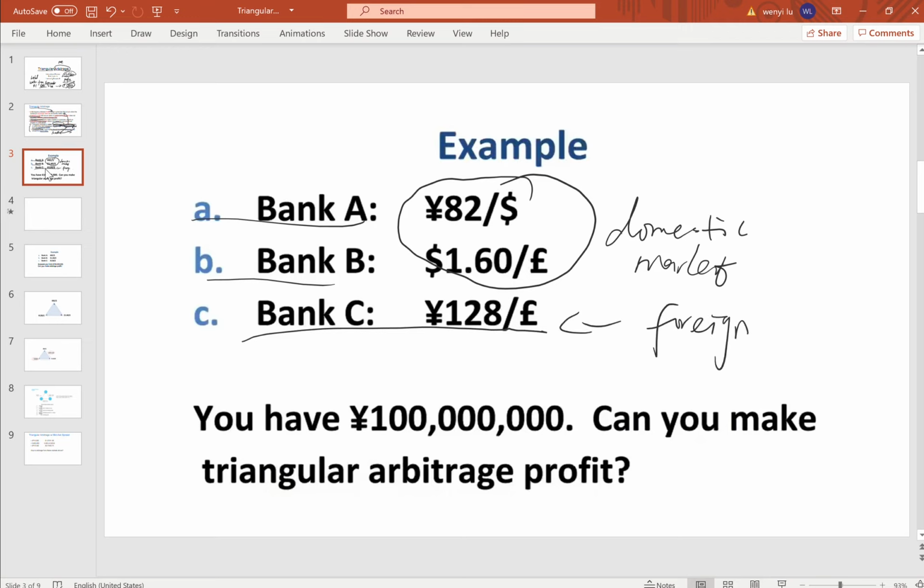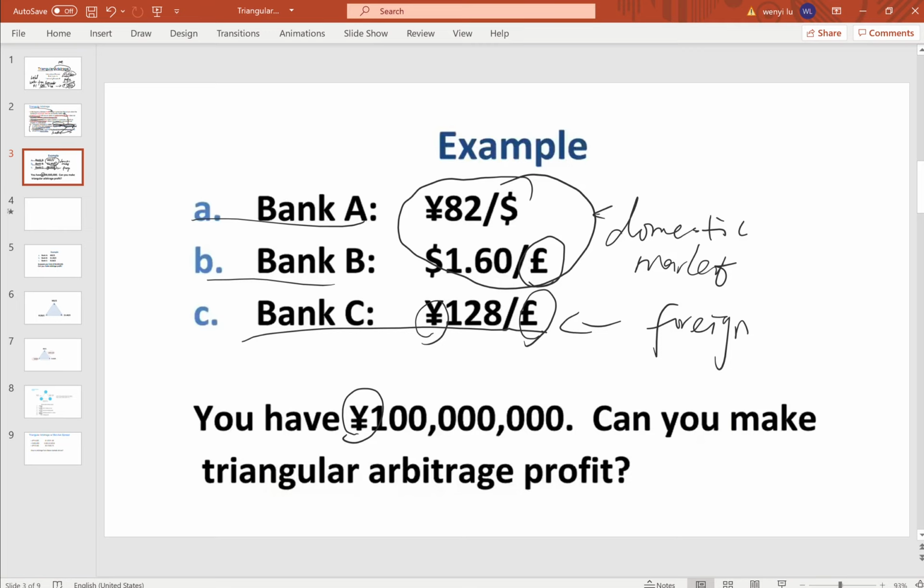You can see bank A quoting the Japanese yen, 82 Japanese yen for $1, and bank B quoted for a British pound is equal to $1.6. For bank C, it is a quote between Japanese yen and British pound, for a pound equal to 128 Japanese yen. Suppose you have 100 million Japanese yen. Can you make a triangular arbitrage profit based on these 3 quotes?